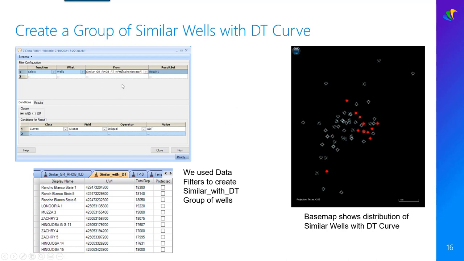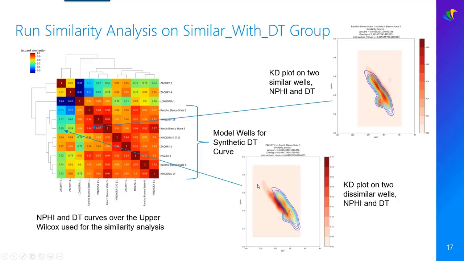And we use the data filters on our similar group to make a list of wells with DT. These are our similar wells that have a sonic. So these are the wells that we're considering to use for generating a synthetic. But before we go generate the synthetic, we want to run similarity analysis on that group of wells. And now we see we have these wells, which are very similar. We know they're similar in the gamma ray, density, neutron and resistivity. And now we also know they're similar in the sonic.